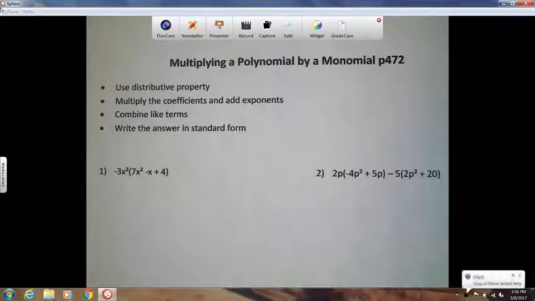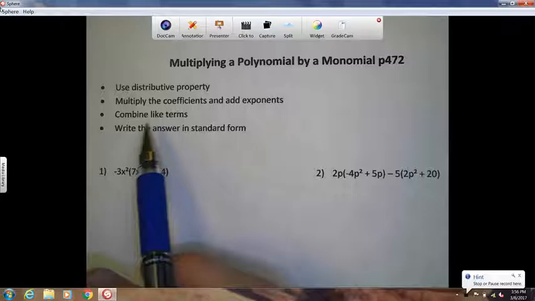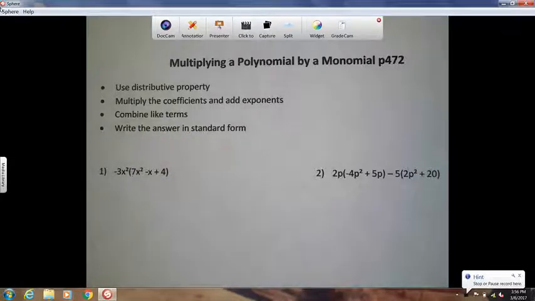This is multiplying a polynomial by a monomial. Use the distributive property, multiply coefficients, add exponents, combine like terms, write your answer in standard form. None of this stuff here are things we have not done, but you have to combine a couple things.